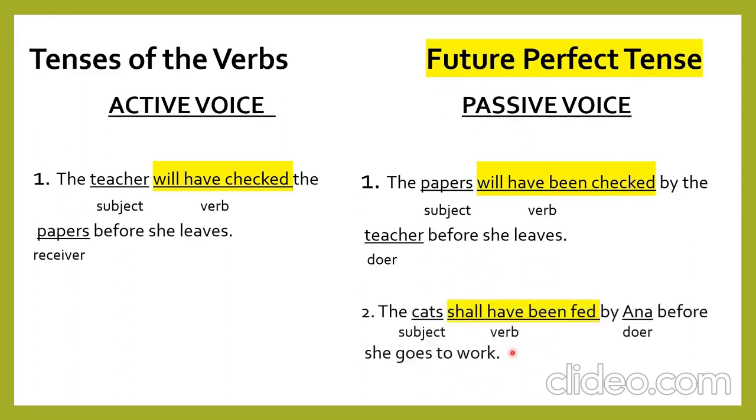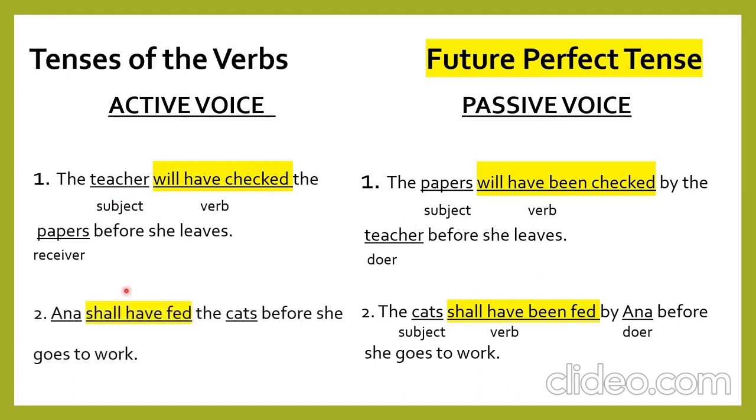Next, the cats shall have been fed by Anna before she goes to work. The subject is cats. The verb is shall have been fed. And the doer is Anna because Anna is the one who will feed the cats. So we transfer the subject in the doer's position in active voice. So it's going to be Anna will appear in front because she is the subject, she is the doer. Anna shall have fed. Shall have fed, we remove the word been from passive. And then the cats, before she goes to work.